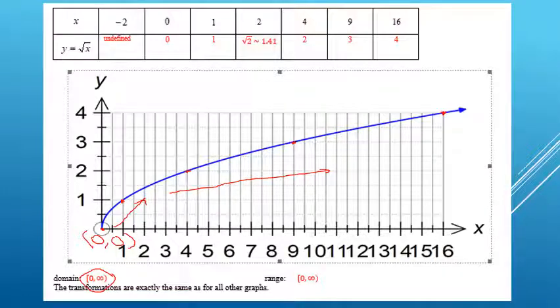For the range, it's the same argument. We're starting at the lowest value here, which is 0, square bracket, it's equal to 0 there, and it keeps going up slowly, but will eventually hit infinity.